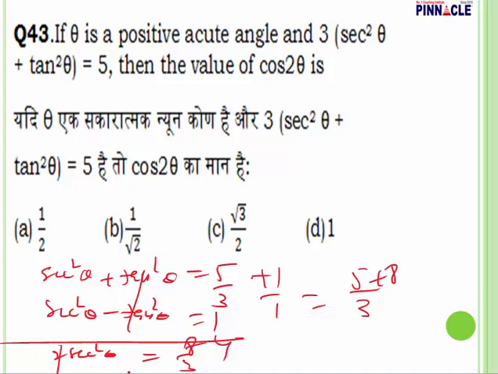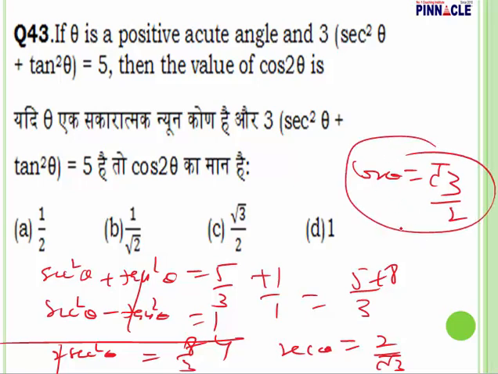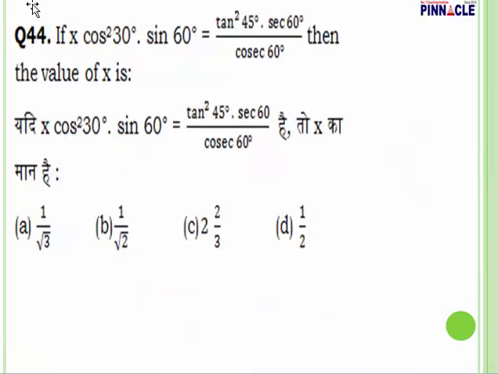Secant square theta is equal to 4 by 3, secant theta is equal to 2 by root 3, and cos theta would be equal to root 3 by 2, because cos is opposite of secant. Cos theta root 3 by 2 means theta is equal to 30 degree. 2 times 30 is 60 degree, cos 60 degree is equal to 1 by 2. 1 by 2 should be the answer. Question number 44, and what is this question?